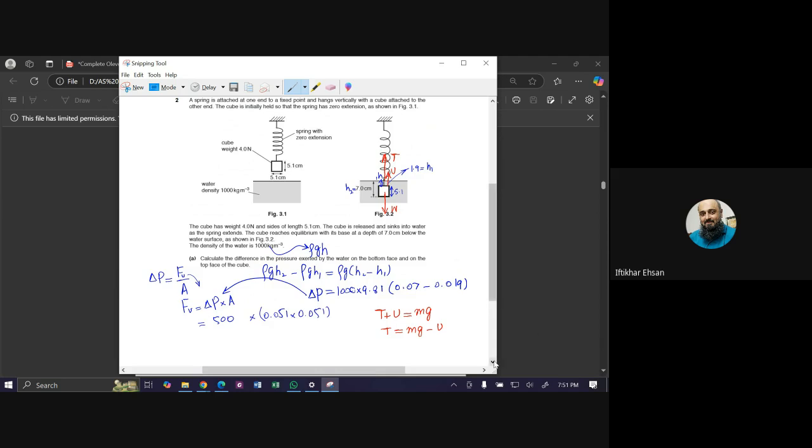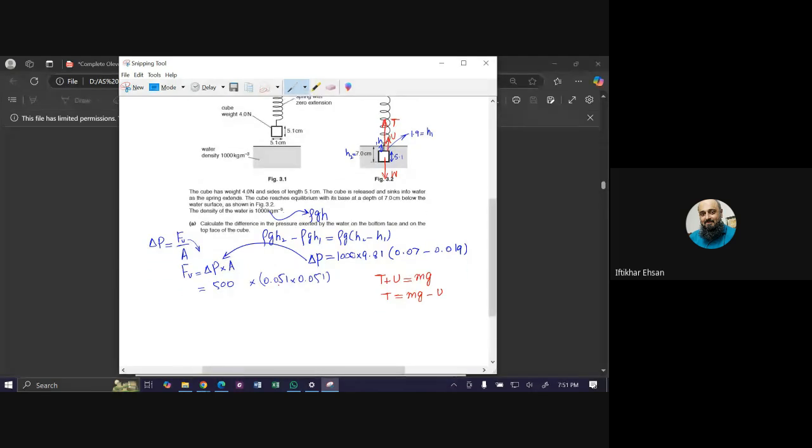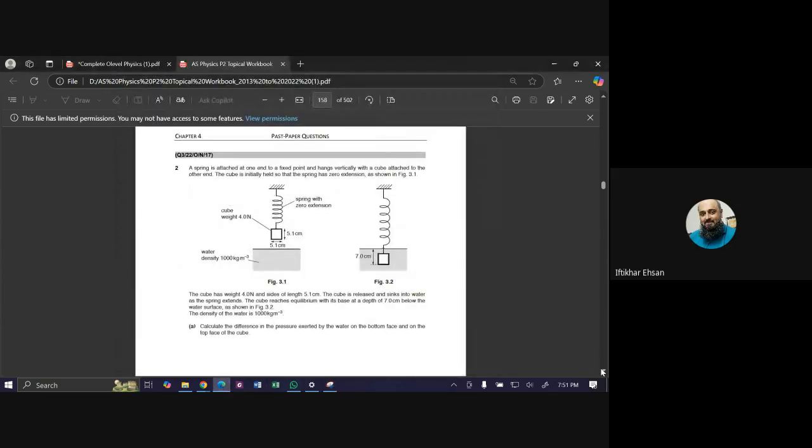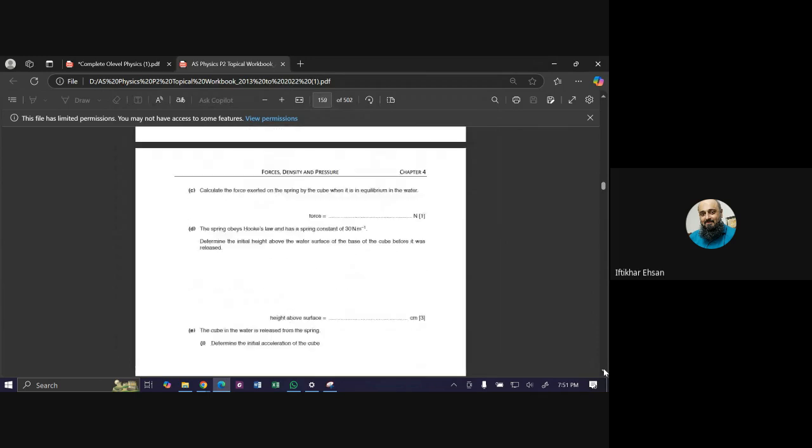So upthrust we have calculated here. What is the weight? The weight is given, 4 Newton. Can you see? Yes, sir. So now 4 Newton minus the answer written here. I hope you can solve it now. Will it be clear? Yes, sir. Okay. Now, beta, next part.